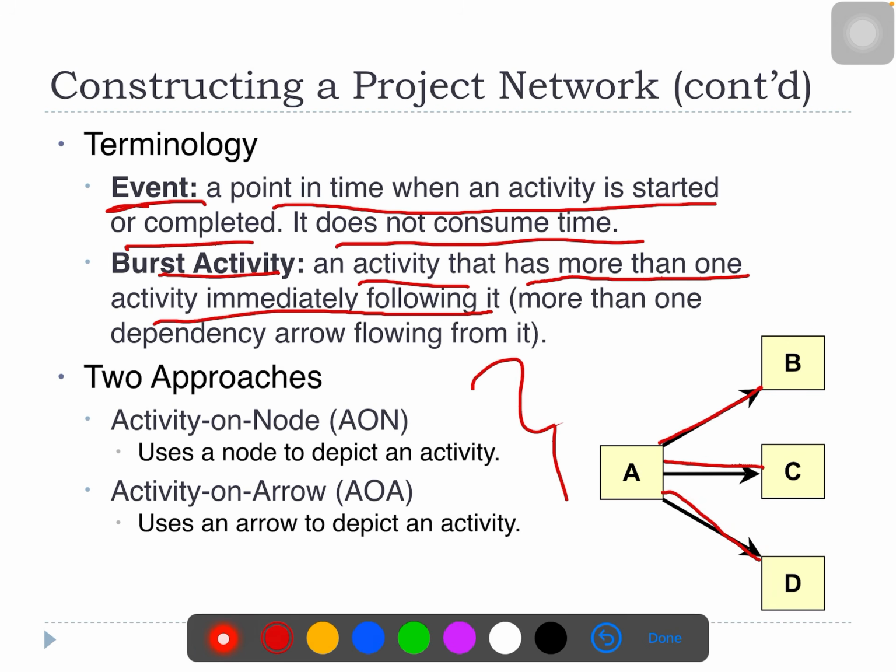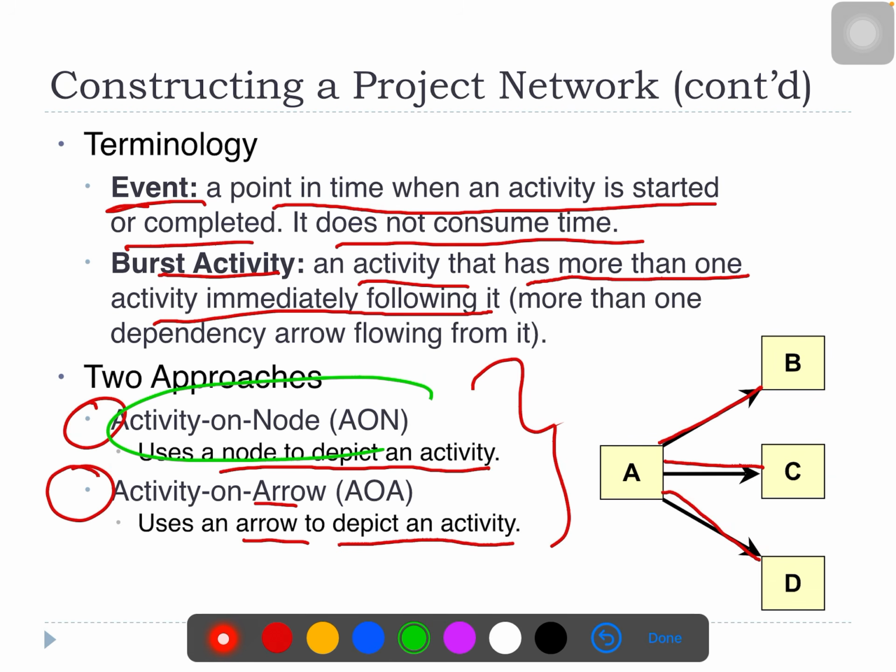There are 2 approaches in network diagrams. You have activity on nodes. Secondly, we have activity on arrows. Where on nodes, we use a node to depict an activity. In AOA, or arrows, we use arrows to depict an activity or activities. For this chapter, we will only focus on AON.